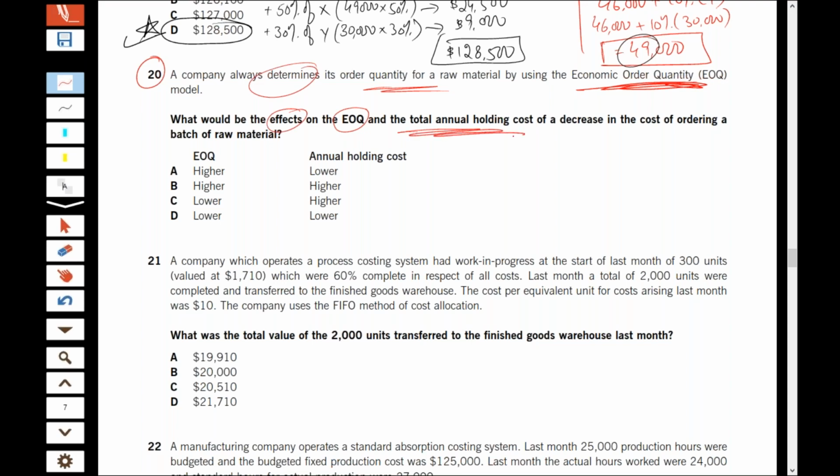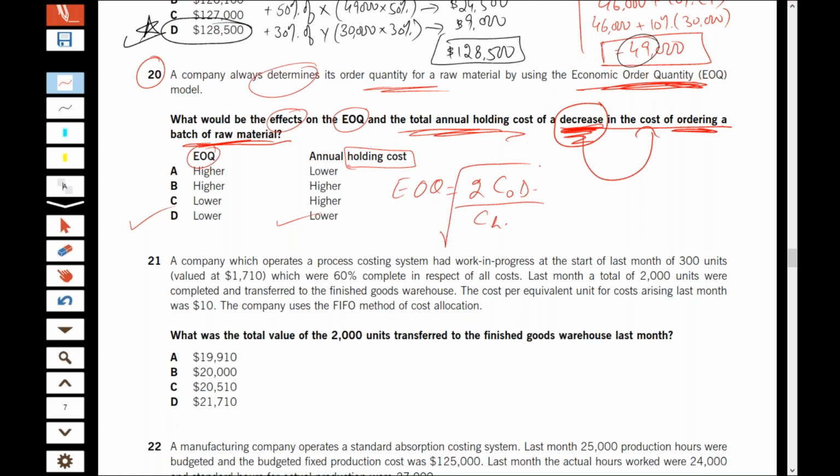What would be the effect on the total annual cost of a decrease in the cost of ordering a batch of raw material? Decrease in the cost of ordering. See, when you are decreasing the cost of ordering a batch of raw material, that means your annual holding cost will be lower and your EOQ will also be lower, because EOQ is a formula to calculate that way. If you decrease the cost of the order, where C naught stands for ordering cost, if C naught decreases, your EOQ will decrease, because it is a numerator figure and then the resulting figure will also be lower.